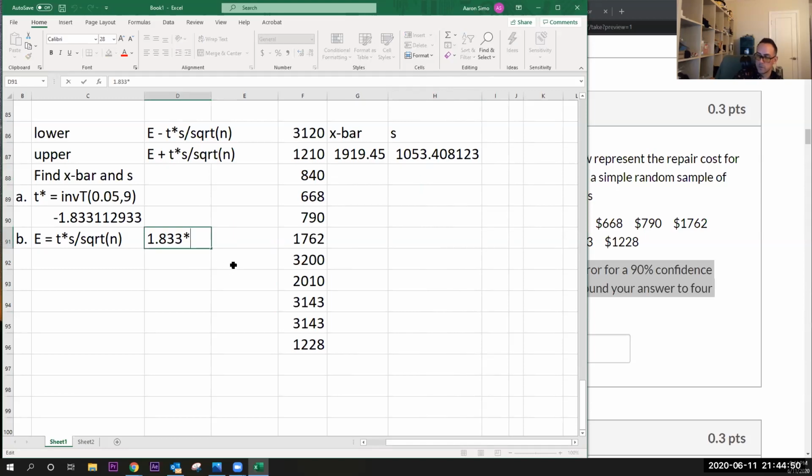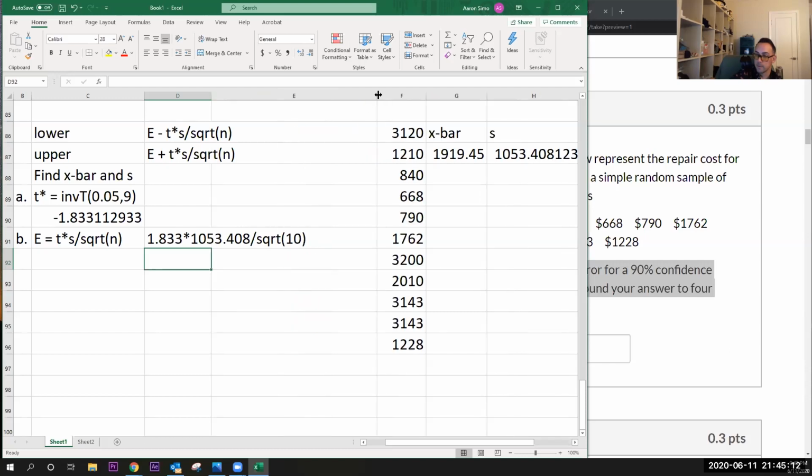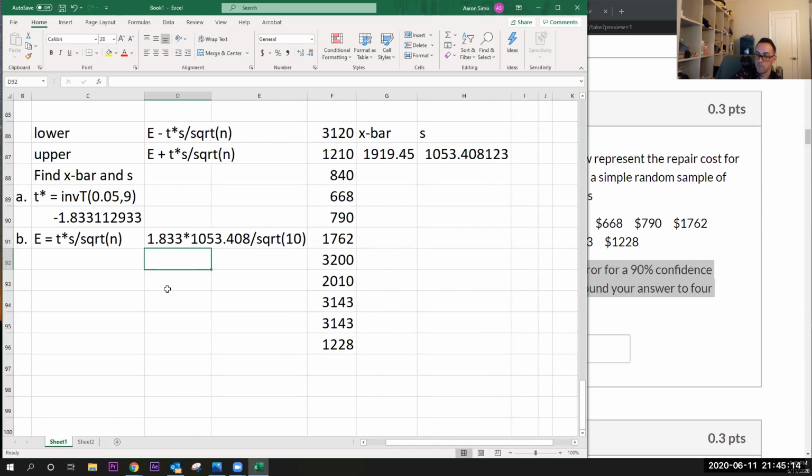So then I would just do 1053.408 divided by square root of 10. I think the sample size was 10. I'm running out of room here. But yeah, that's it. 1.833 times that divided by square root of 10. This is how you find the margin of error. That's it. That's your margin of error.